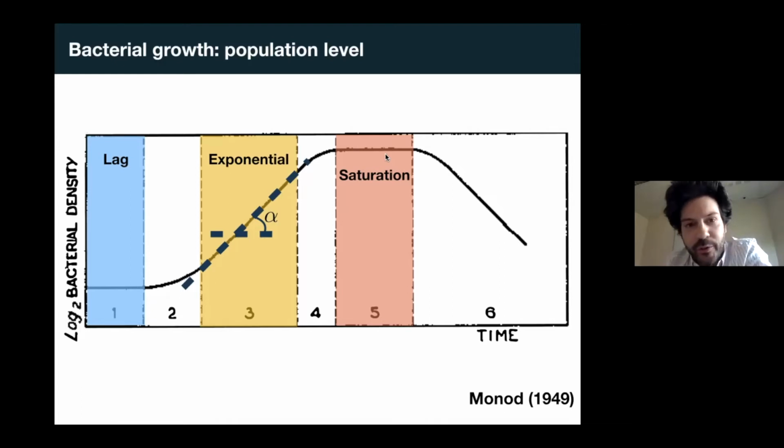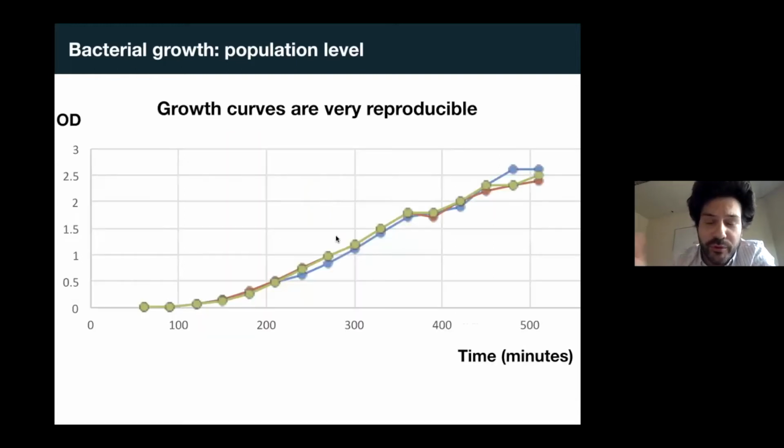But this is the stereotypical growth curve of bacteria. And we can do this in the lab. These are the growth curves of Antoine Varisien. You have the turbidity of the medium here, which is related to the number of bacteria in the medium as a function of time. And you repeat the experiment 3 times, and what you see is that it's very reproducible.